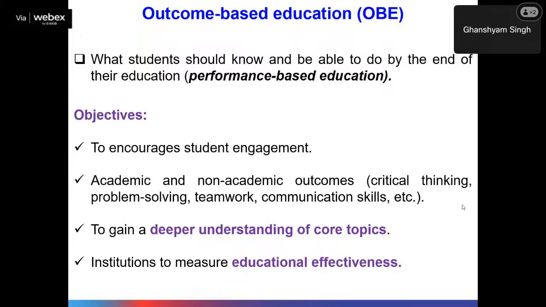The second, an important objective, is that there should be both kinds of outcomes, academic as well as non-academic. When I say academic, the student should have critical thinking and a problem solving mind. They should be able to work in a team, so teamwork is also important, and they should be very skilled in communication and in serving society. So there are various points which we need to consider when we apply outcome based education.